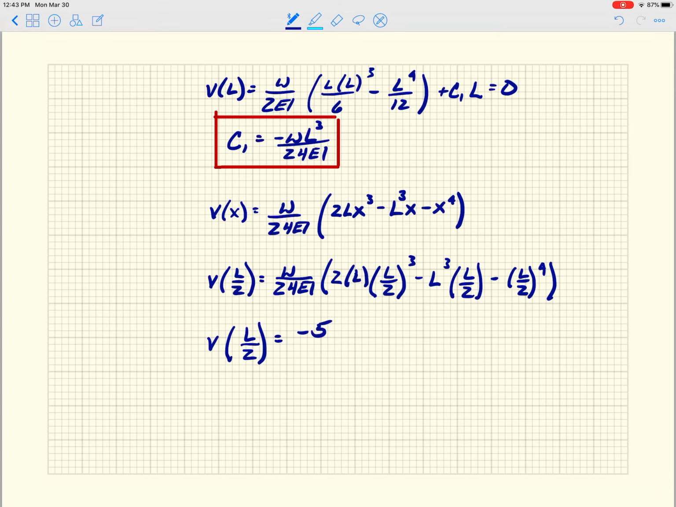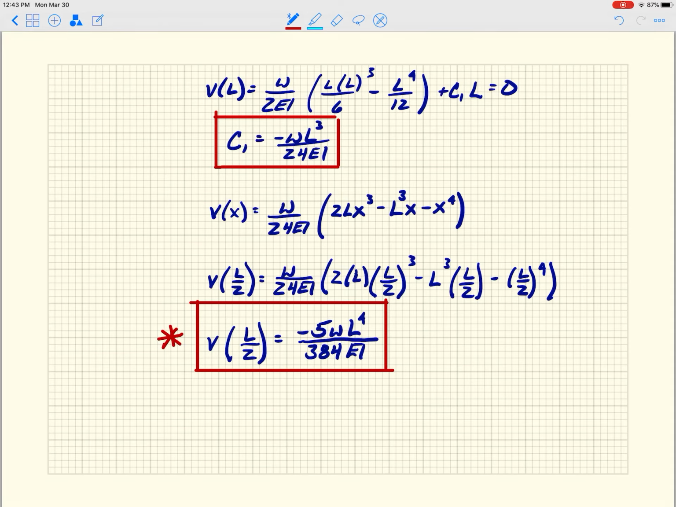When you solve for this, we end up with minus 5WL to the 4th over 384 EI. That may be the first time that you see that expression, 5WL to the 4th over 384 EI. It will not be the last. This is a very common displacement. It's the displacement of a simply supported beam with a uniform load on it, so it pops up all the time. Whether you want to or not, you will probably end up memorizing this because it pops up so much.